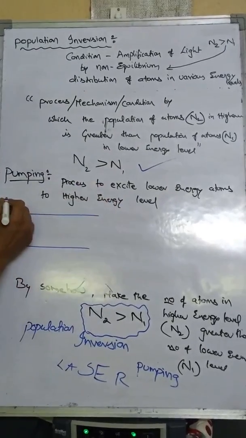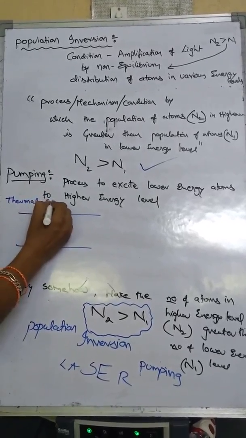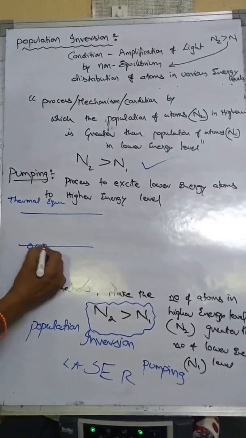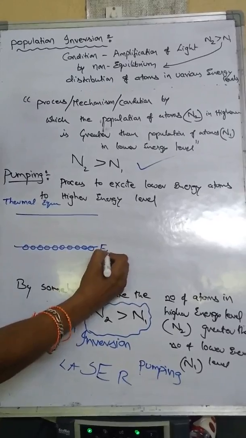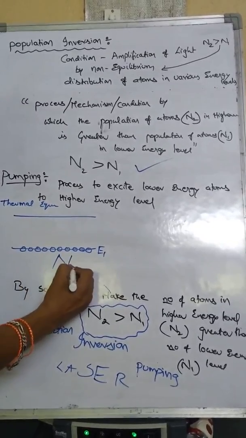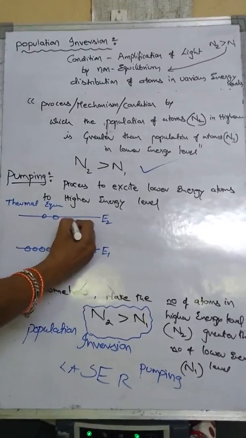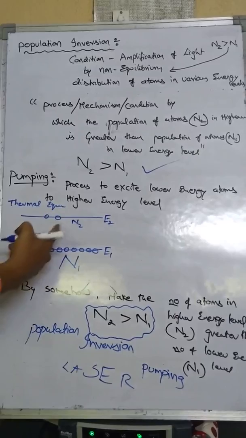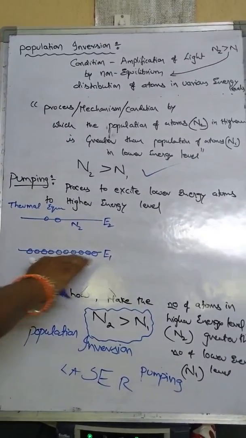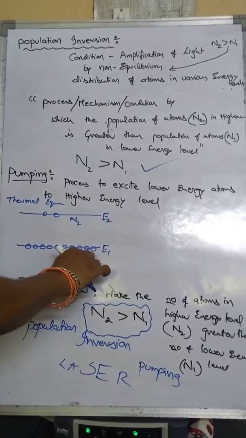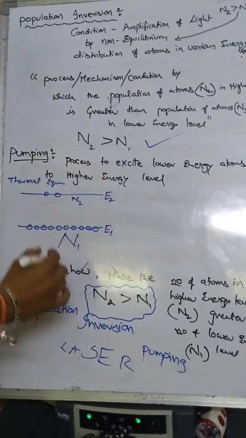So generally in thermal equilibrium, we will be having it like this. If you look at, this is a lower energy level where N1 is very large, and this is the higher energy level where N2 is very small. This condition doesn't give rise to a laser, because for stimulated emission to occur, the number of atoms must be very large in the higher energy level. So this is not the condition.